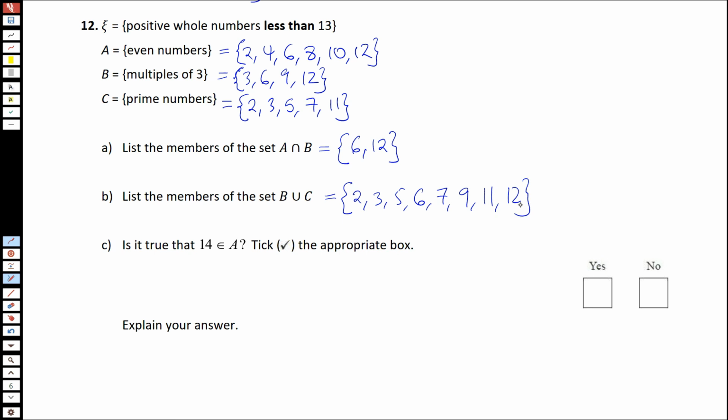And then, is it true that 14 is a member of A? Now, of course, the universal set, what you're considering, goes up to these are positive whole numbers less than 13. 14 is beyond that, so it cannot be in any of these sets. So the answer is no, because the universal set has only numbers less than 13.